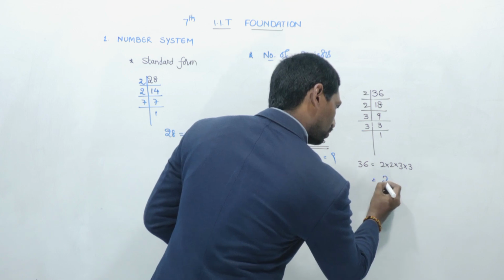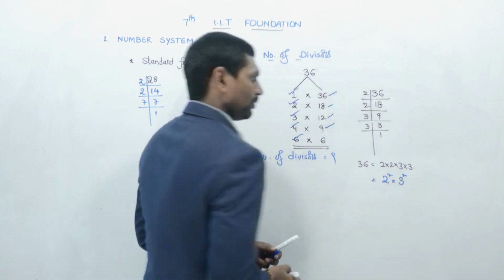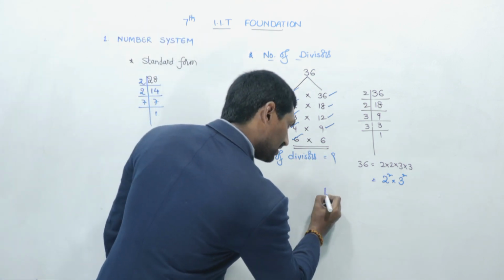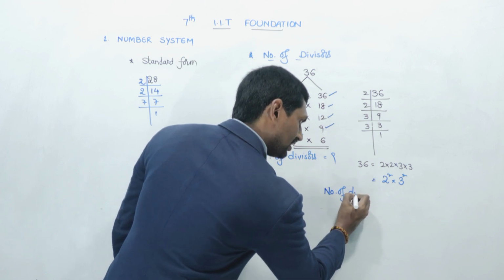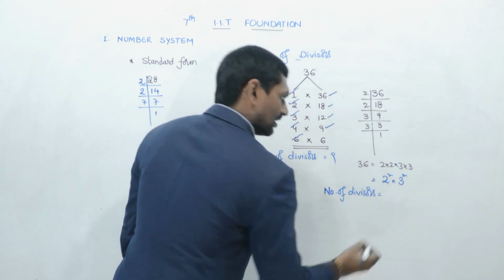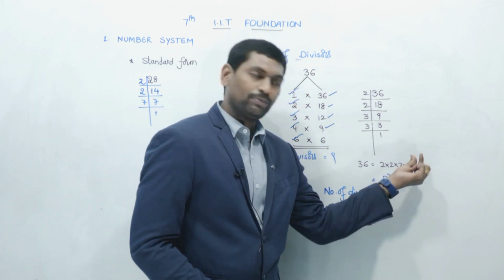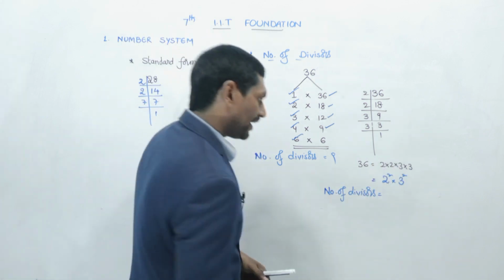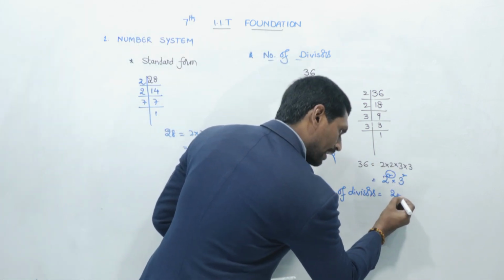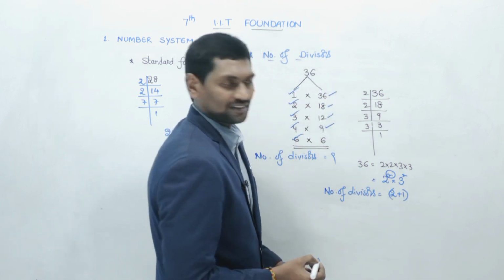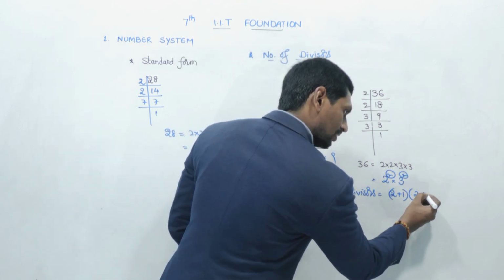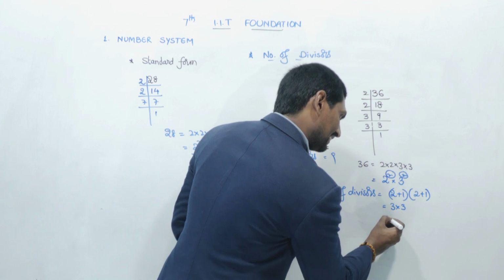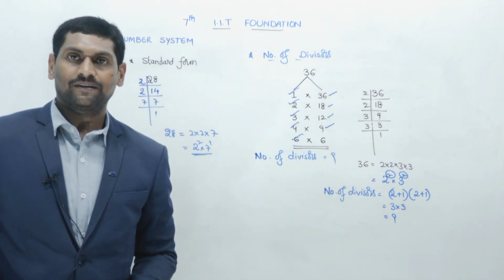So 2 into 2 is 2 square, 3 into 3 is 3 square. Now after completing the prime factorization, we find the number of divisors. Just listen carefully to how I am doing this. Here we have 2 power 2 and 3 power 2. Both exponents are 2. I take each exponent and add 1 to it: 2 plus 1, and the second exponent again 2 plus 1. 2 plus 1 is 3, and here also 2 plus 1 is 3. 3 3s are 9. Therefore the number of divisors is 9.